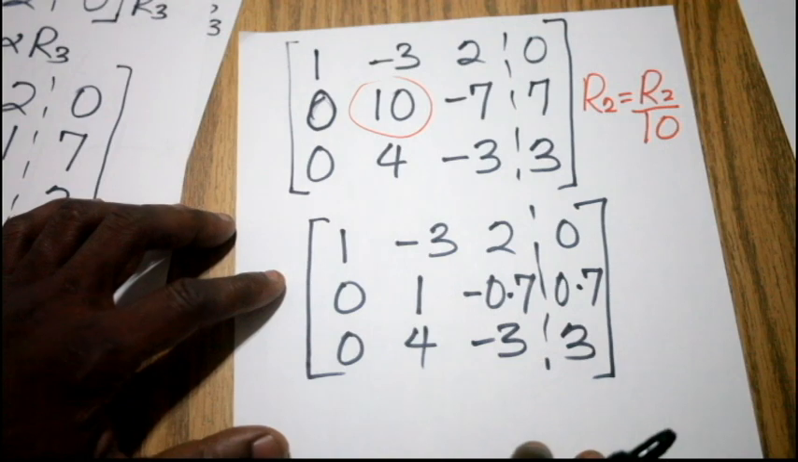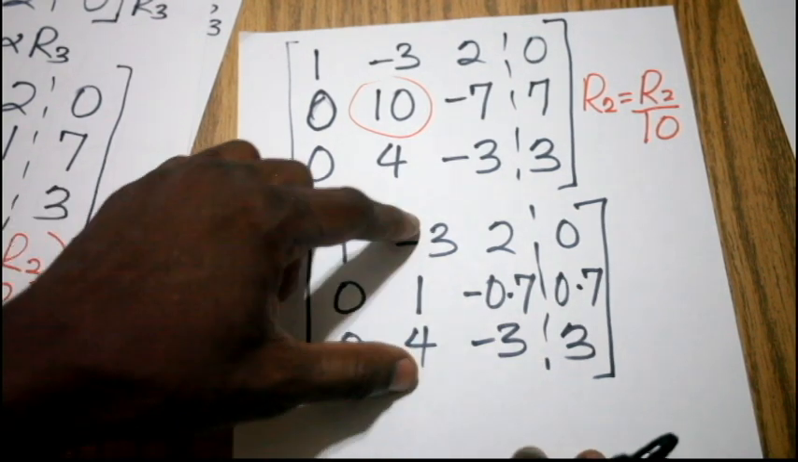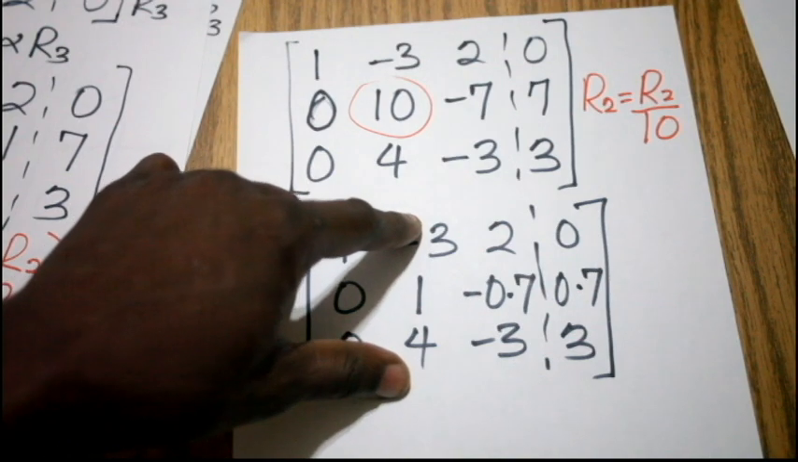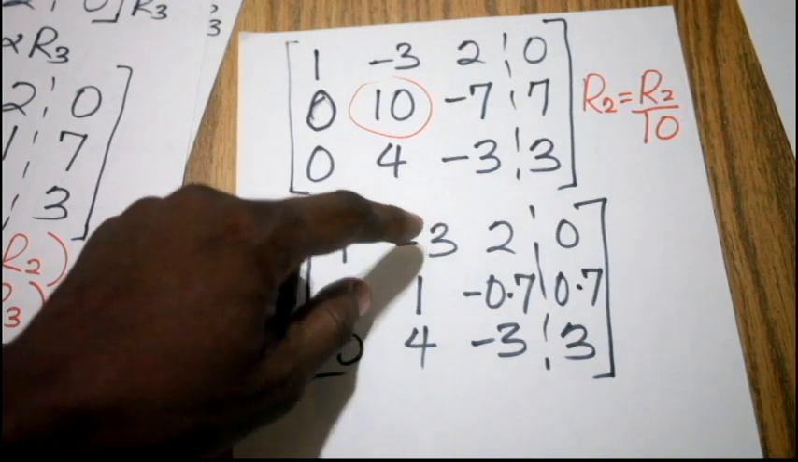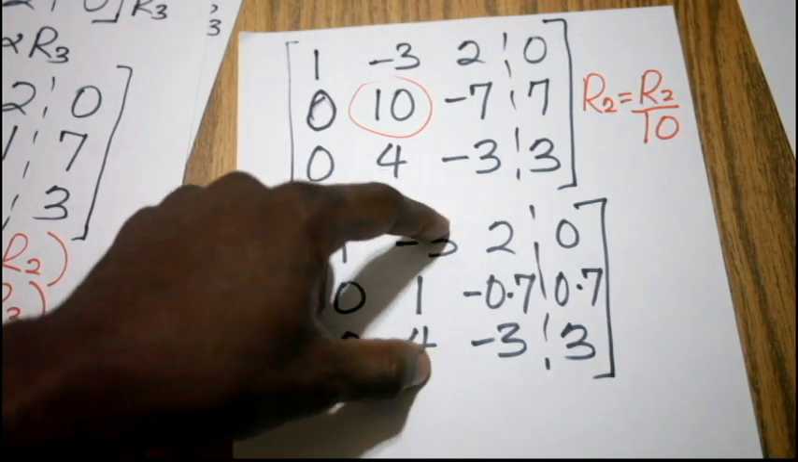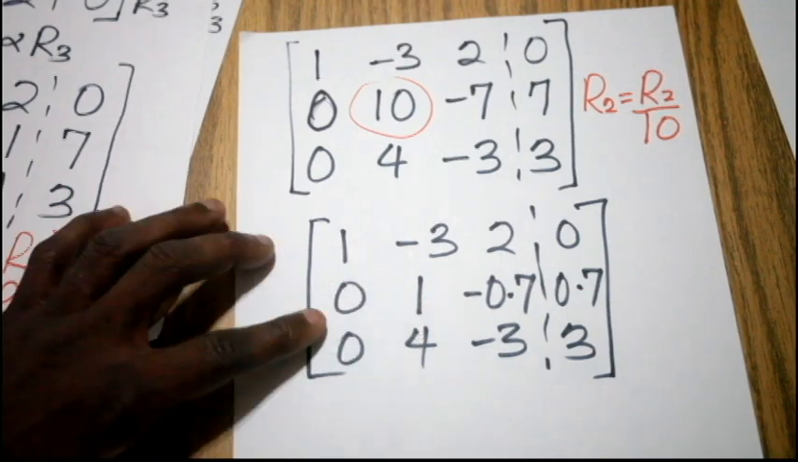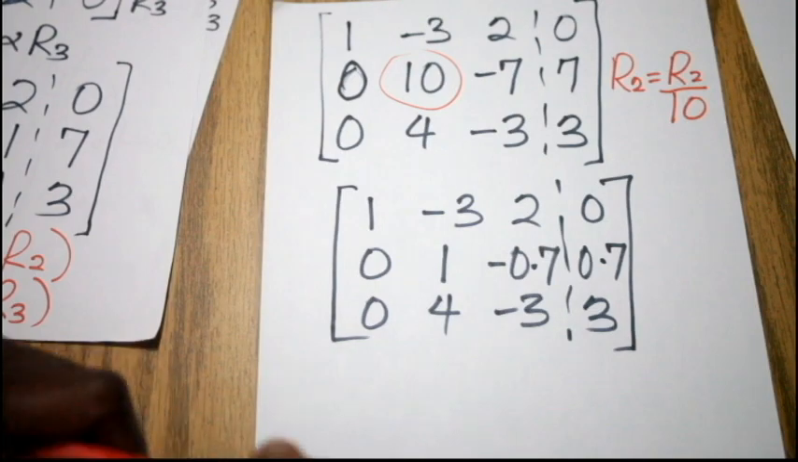So the next set of things I'm going to do now is to change column 1, row 2, and column 2, row 3 into 0, now that I have 1 at the center. So what I'm going to do now is to write a new formula I'm going to use to reduce that.